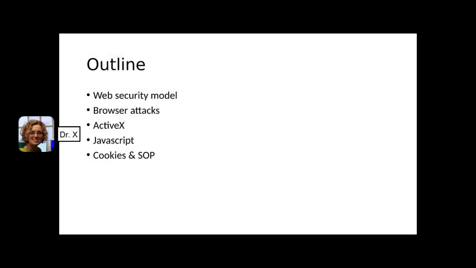The short outline for this video. First, we're going to start by reviewing the web security model, the adversaries, and the weak points of web security. Then we're going to dive deep into browser attacks, and then we're going to take some specific examples of browser attacks, specifically ActiveX, JavaScript, and cookies and SOPs.